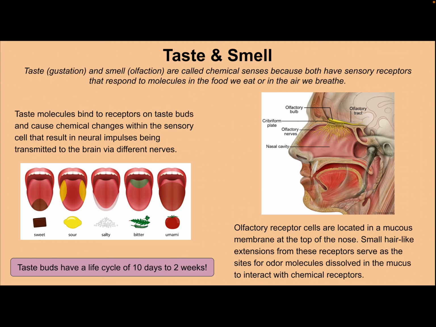Taste molecules can bind to the receptors on our taste buds. They cause chemical changes within the sensory cell that result in neural impulses being transmitted to the brain via different nerves. We often hear about sweet, salty, sour, and bitter. There's also something called umami, which is a type of taste that allows us to taste MSG, and things like soy sauce can fall into that category of umami.